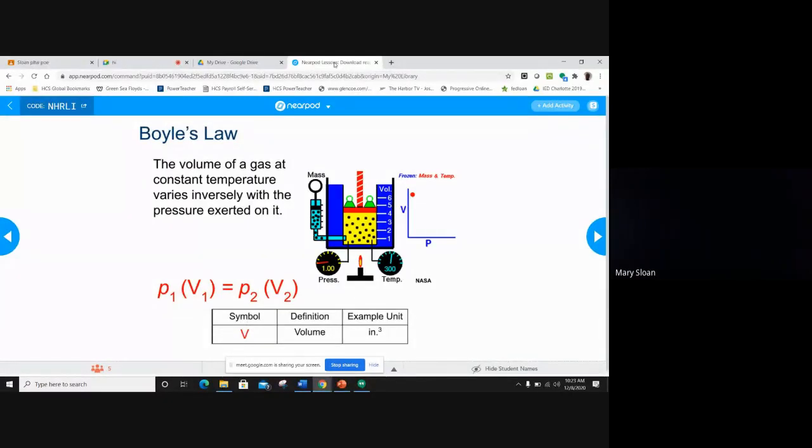So this is Boyle's law. Let's go to the one that says Boyle's law. See, P1 V1 equals P2 V2. It has atm, millimeters of mercury, and kilopascal. So let's see if we can do this problem. On your paper, write P1 V1, P2 V2, and let's see what we've got.